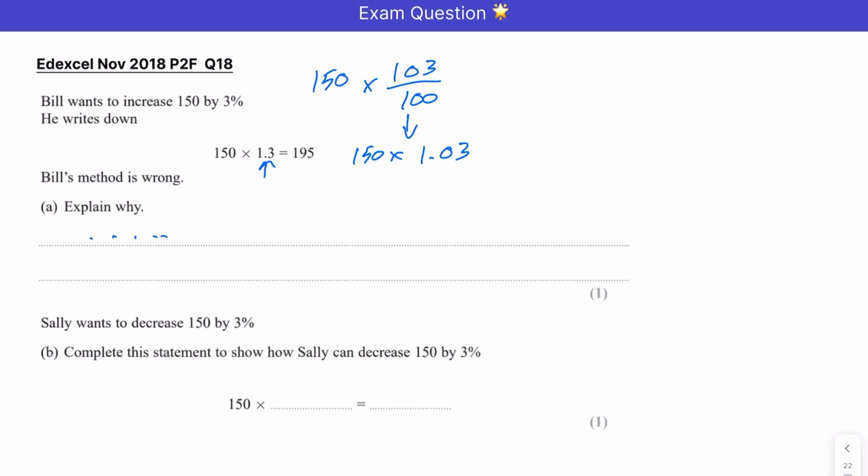And for the second part, it says Sally wants to decrease 150 by 3%. So to decrease, we know percentages are out of 100. If you take 3% off that, that becomes 97%. So that becomes 97 out of 100 times 150. Now, how do you write 97 as a decimal? That just becomes 0.97. And then you just do 150 times 0.97. And by the way, this did come up on a calculator paper, so you will have access to a calculator here. And that would become that. Okay, so hopefully you can see why I've shown you this method as well. It's just one worth bearing in mind.